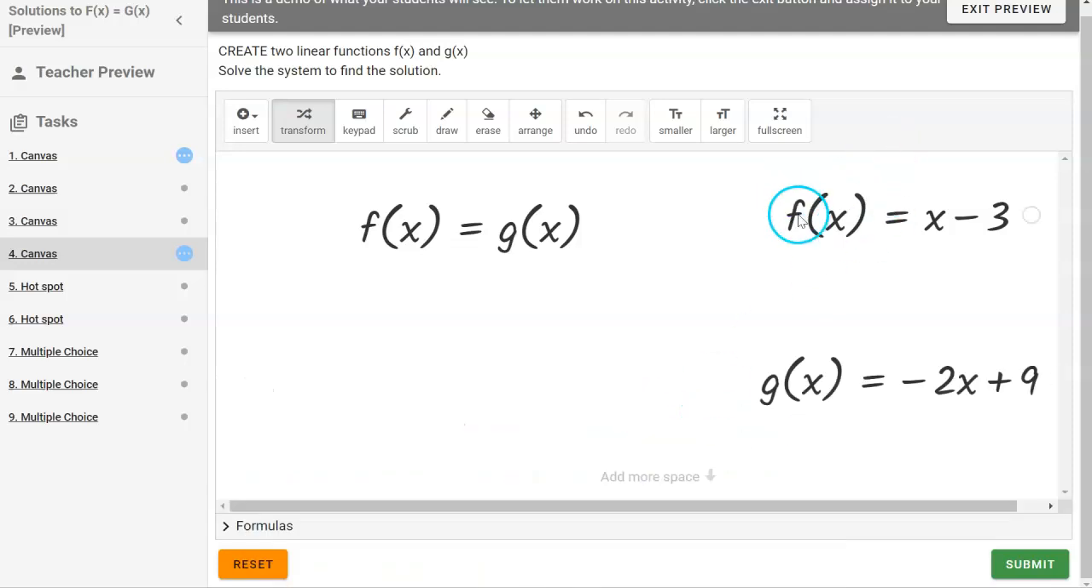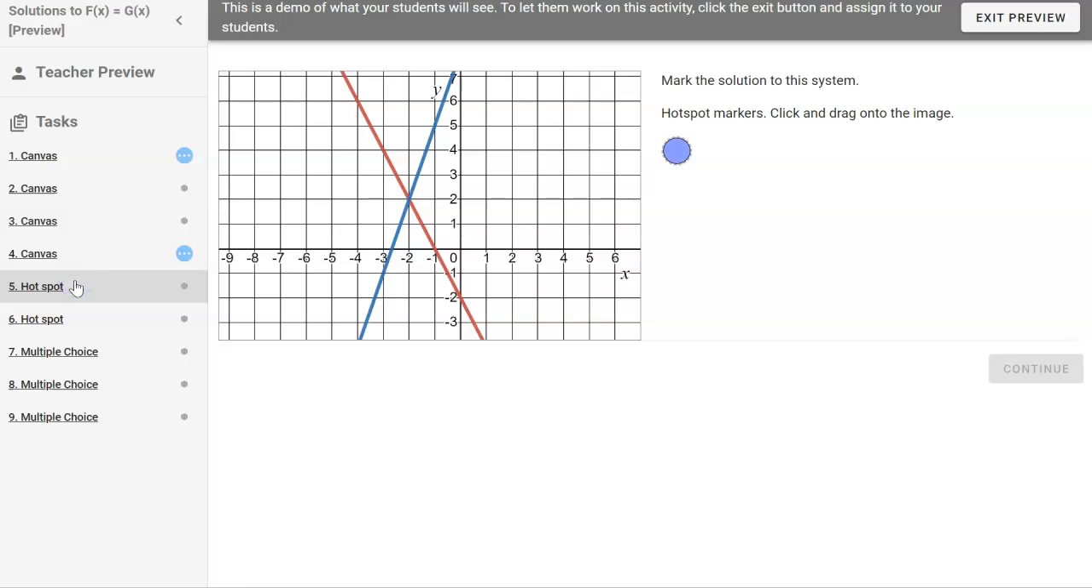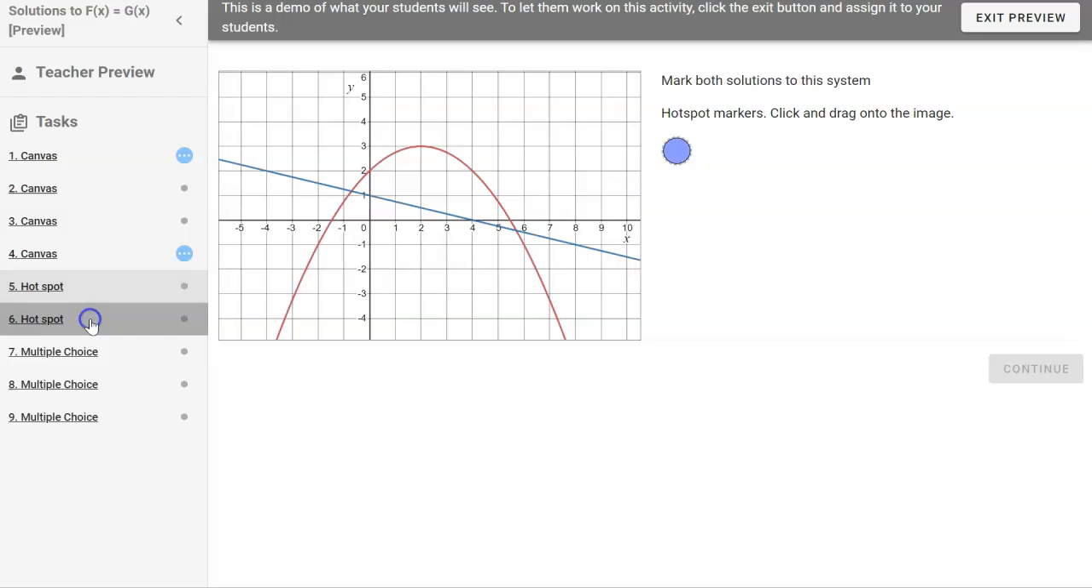And then I would substitute by dragging this over here, and then I would drag this one over here, and then I would solve it. So these are just an example of what's possible. The kids can literally do an unlimited number of functions. Now when you get to the hot spot, they're going to mark the solution to the system. So hopefully at this point they know what that is.